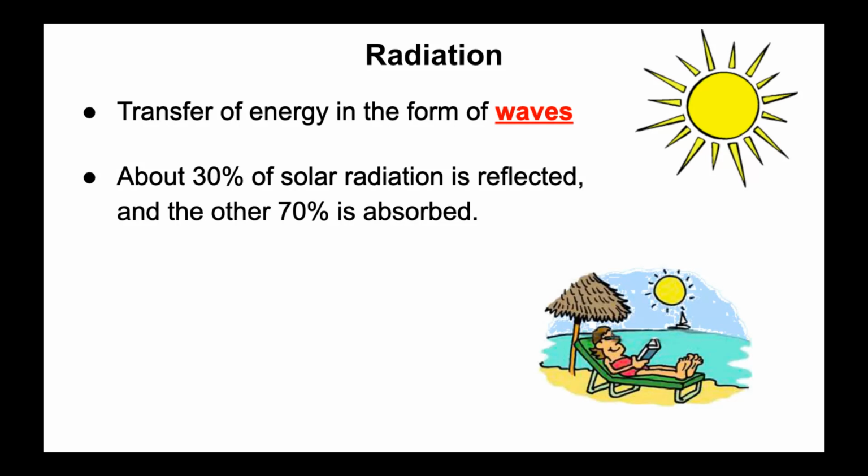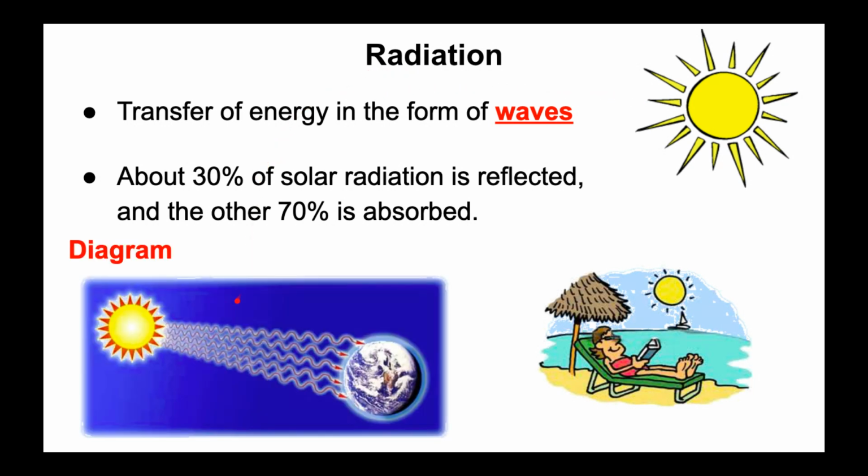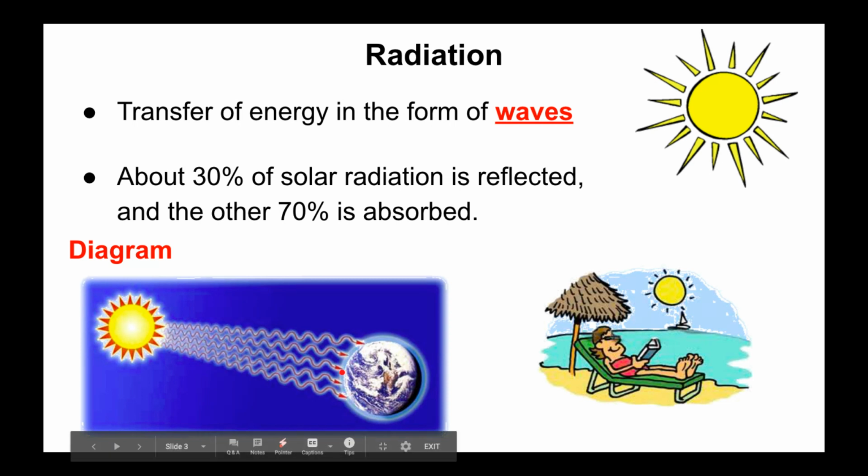So let's look at radiation first. Radiation is the transfer of energy in the form of waves. One of the main examples of radiation is energy from the sun. When I think about the sun, I think about the rays of sun, and I think about radiation. Now the sun is really far away, so that energy is transferring through space as a wave, and then it reaches Earth.